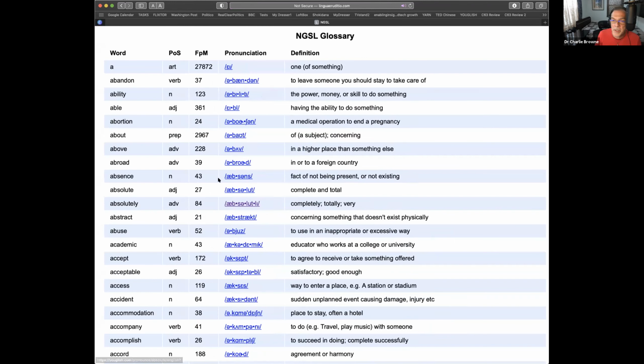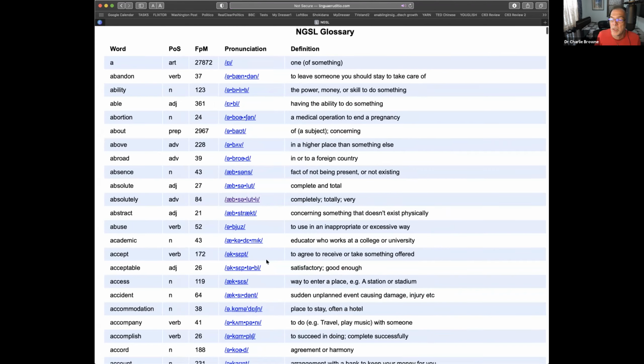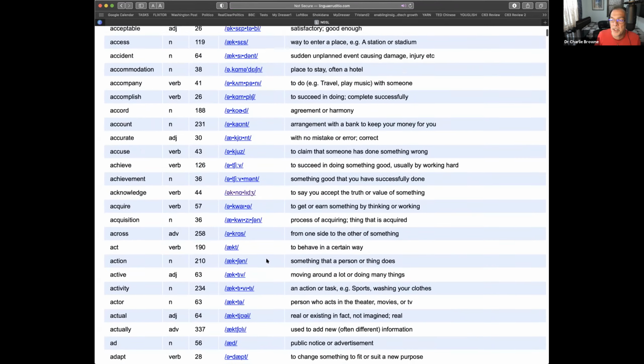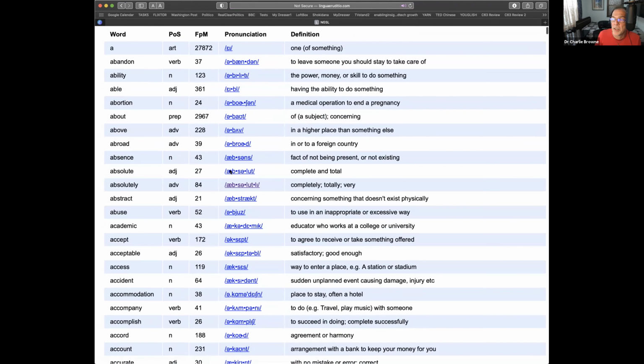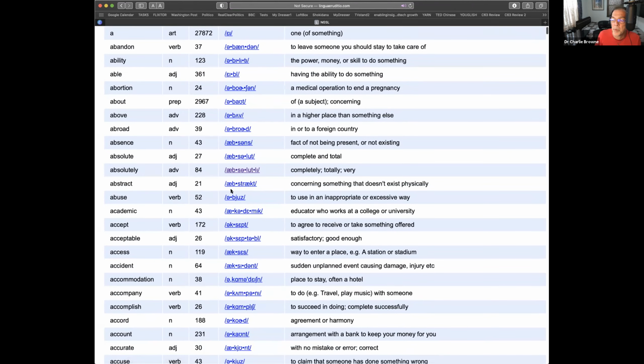So what you've got here is our word list. This is the NGSL, but I think we have it up for several of the other ones as well. The NGSL has been alphabetized here. You can see the frequencies per million, the part of speech, an easy definition, and then if we click on pronunciation, that will take you to the resource.